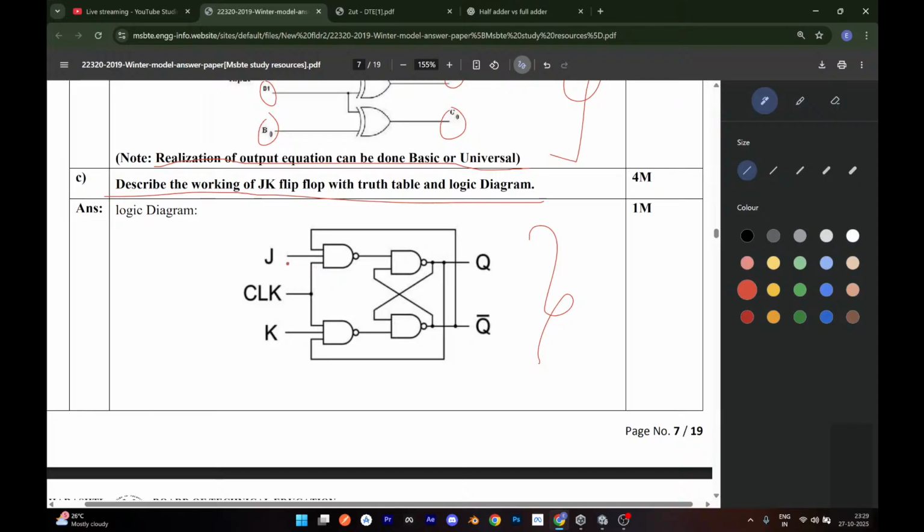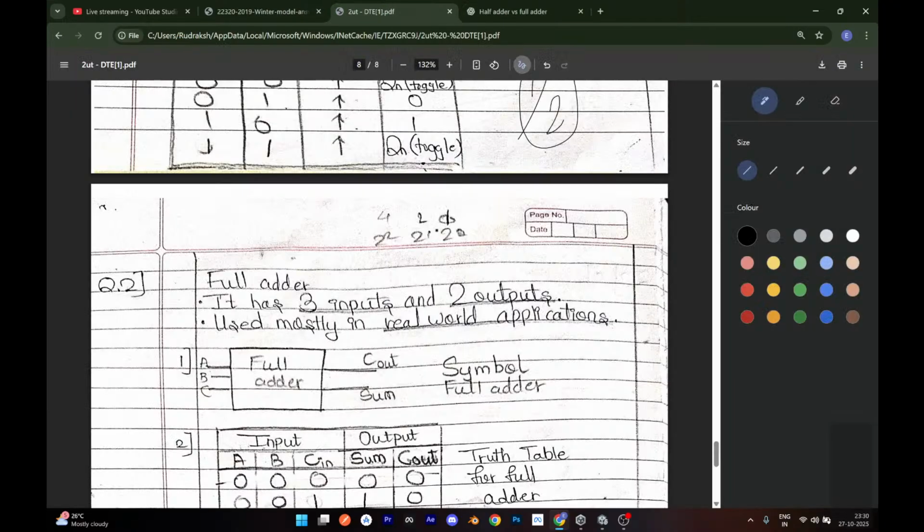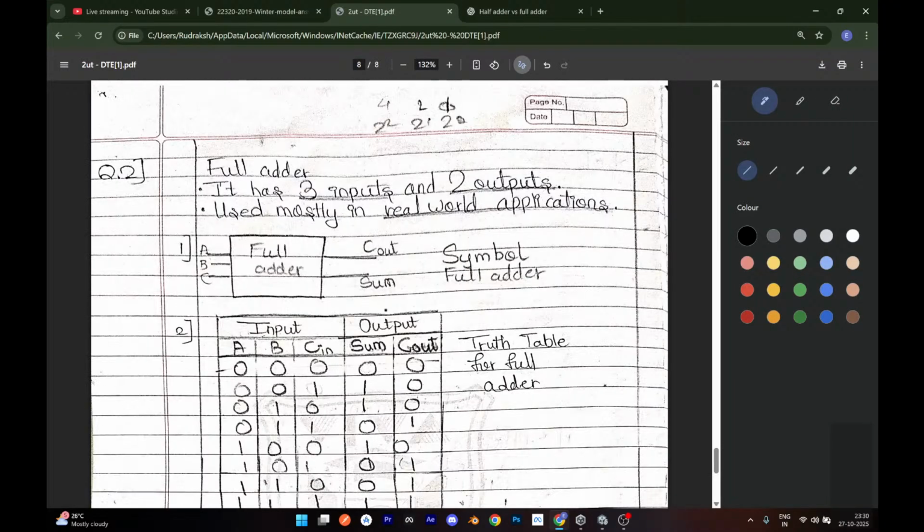Now, what is happening here? J. I think everyone knows what is happening here. For that, let me just open this. J.